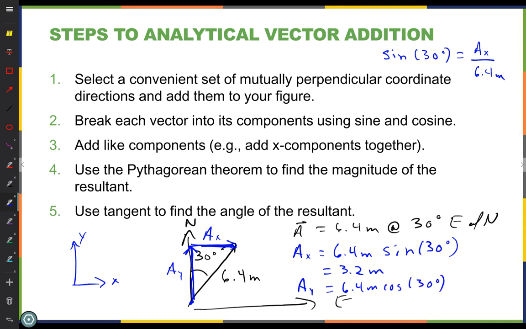Okay, cosine 30 degrees is 0.866, but I actually can't multiply 0.866 by 6.4 and get anywhere close to the right answer in my head. But that's how you get the components. You break your vectors up into components. When you're adding, you add like components. That means you add the x components together to get your resultant's x value. You add the y components together to get the resultant's y value.